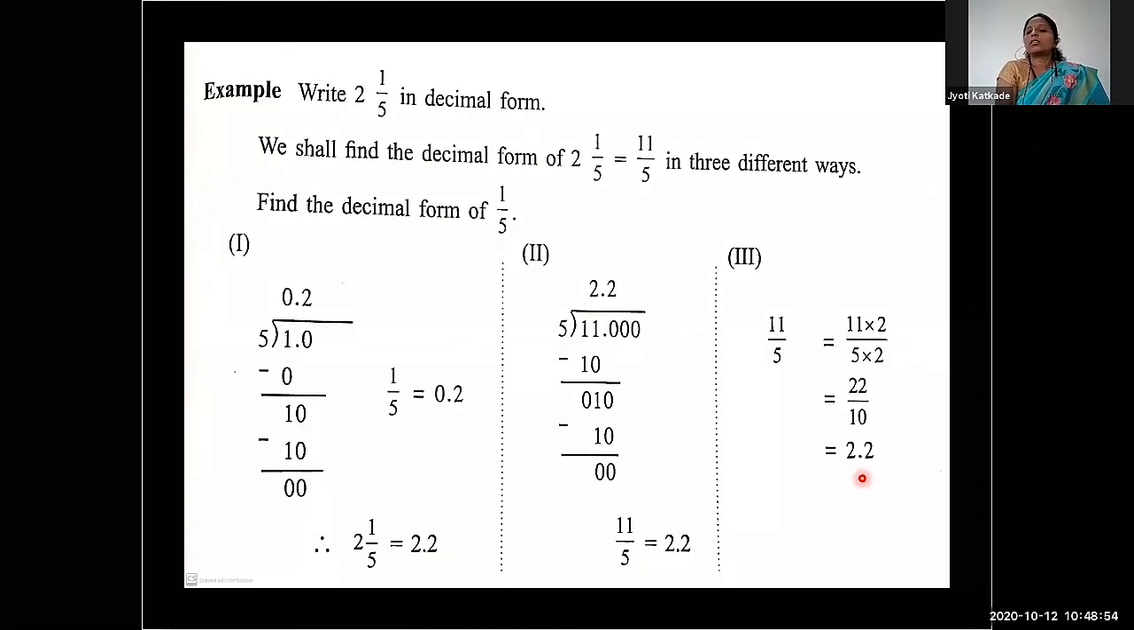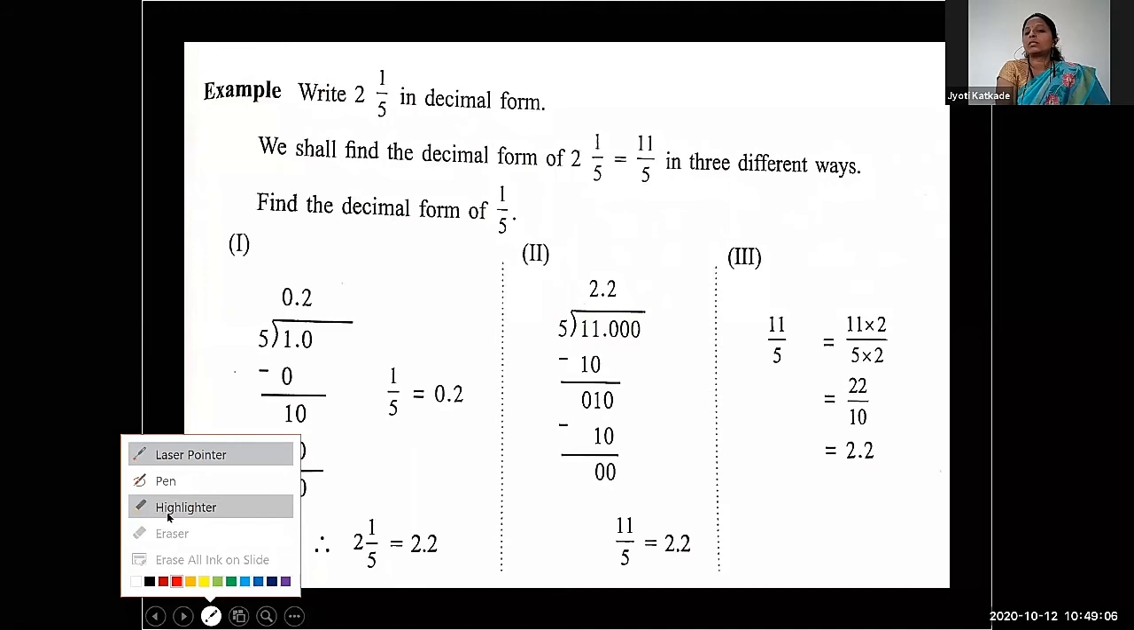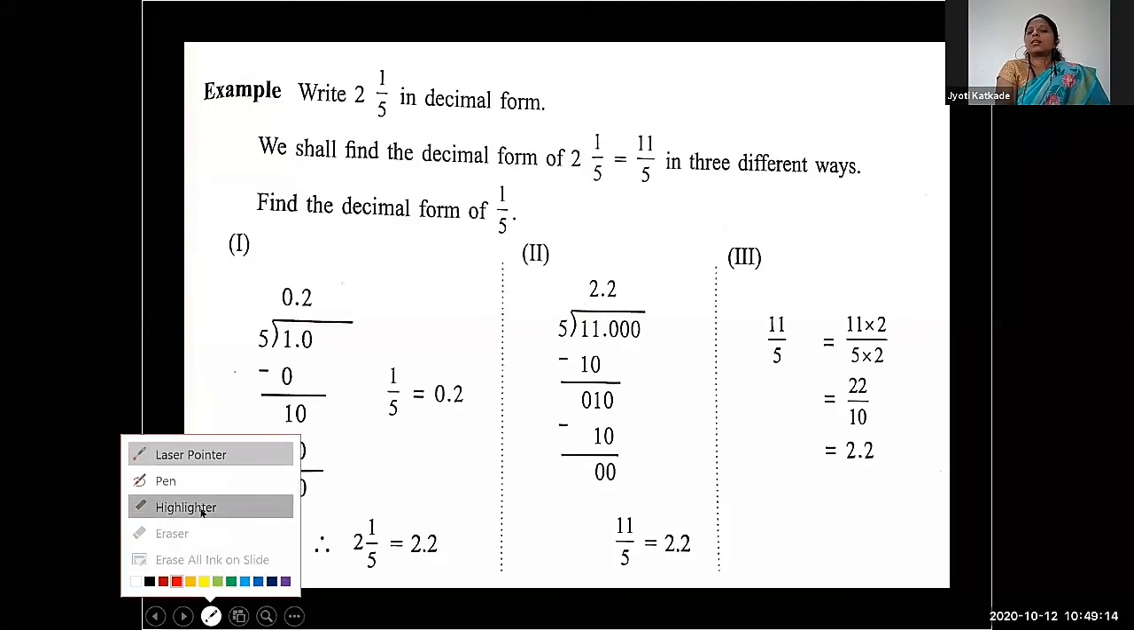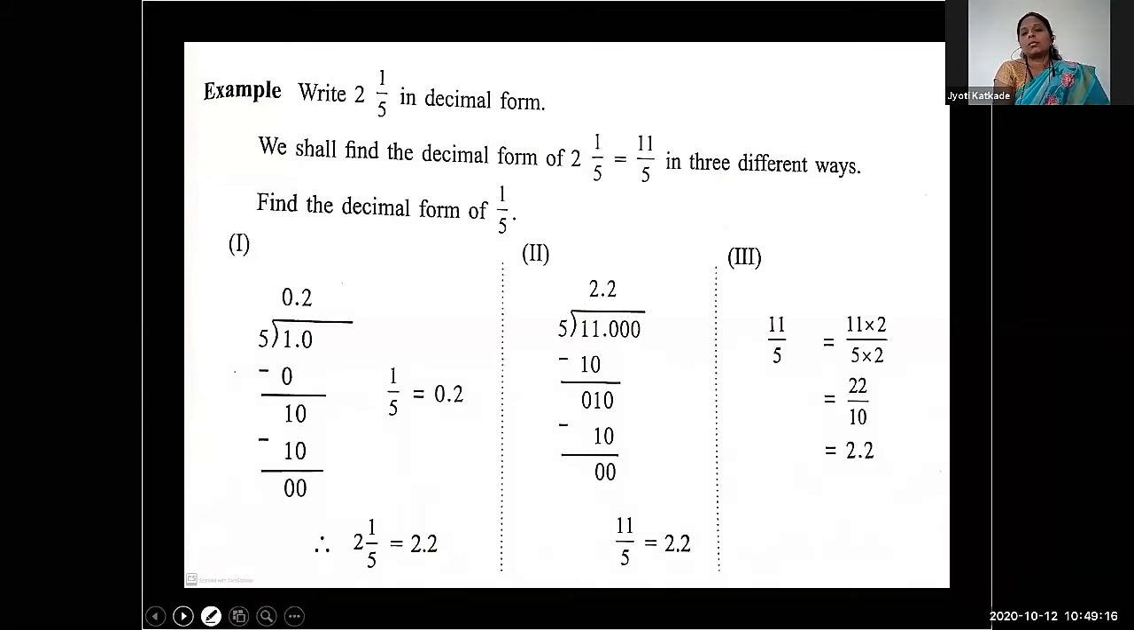Means by the third method we get the answer 2.2. These are the different methods to solve these types of examples. But mostly we use the second method to solve this example. Which method do we mostly use? That is the second. All of you understand, students, these 3 methods? Okay. So see the next slide on your screen. Do you understand this? Have you any questions?